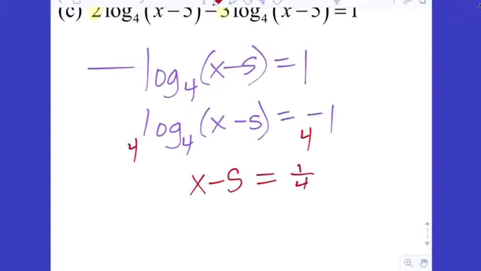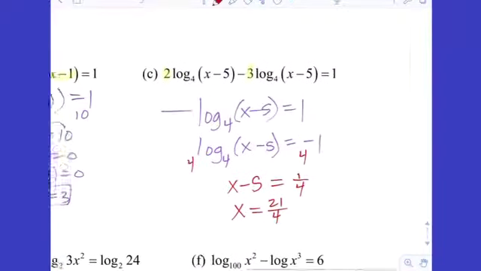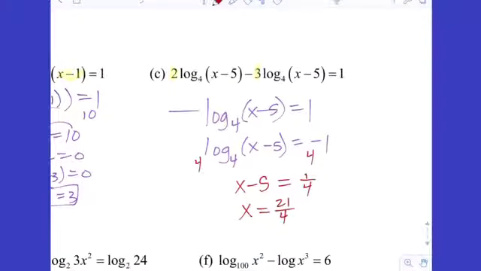1/4. Yep. So now if you add both sides, you get 5 1/4, which is 21/4. And there's your answer. Oops, I boxed it. I didn't even try it. We better try it. If you plug 21/4 in, what's 21/4 minus 5?